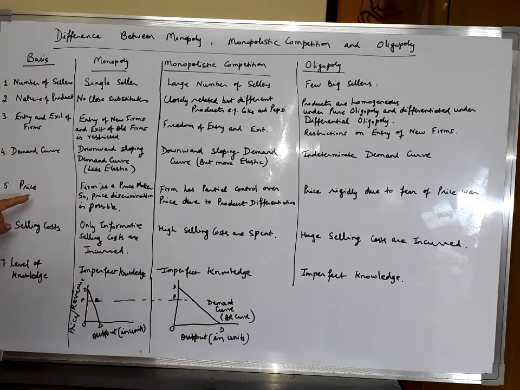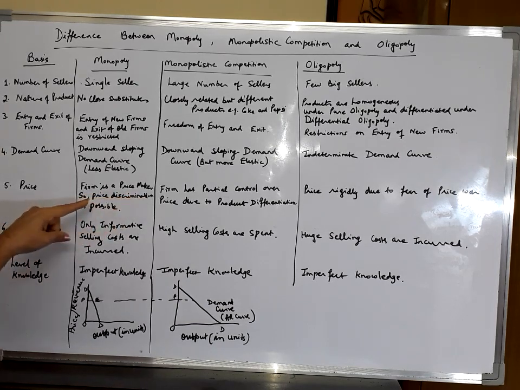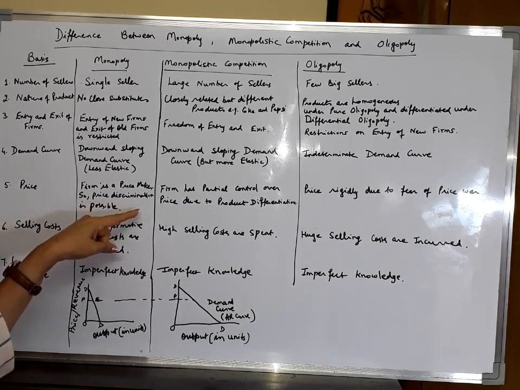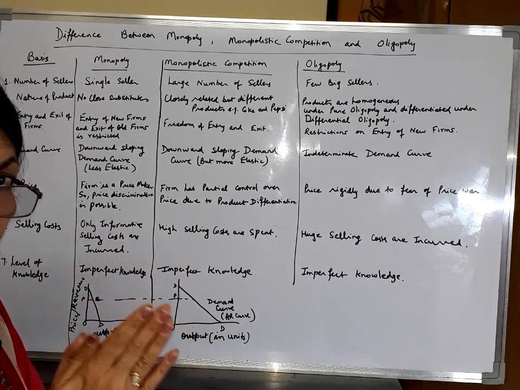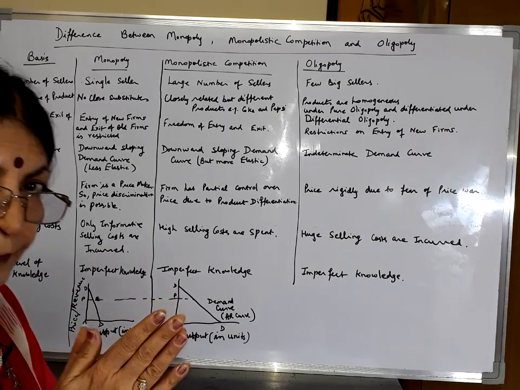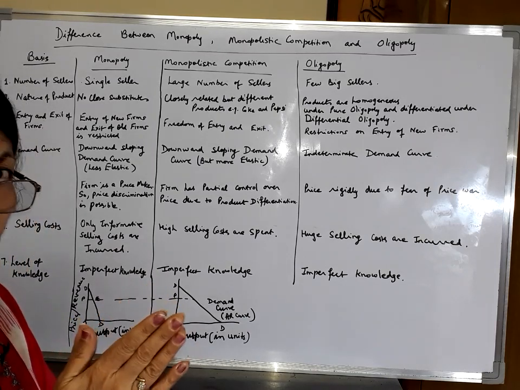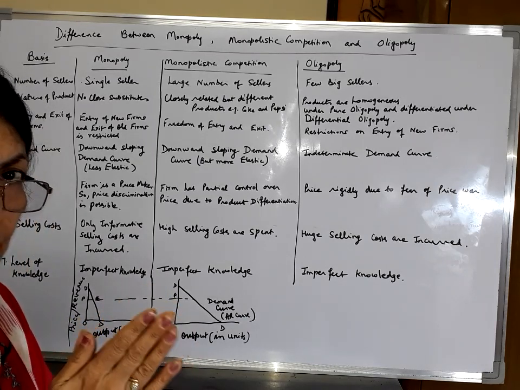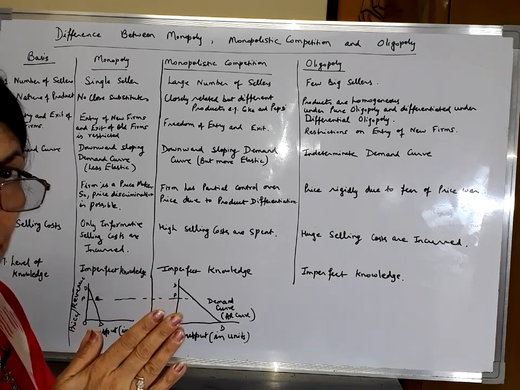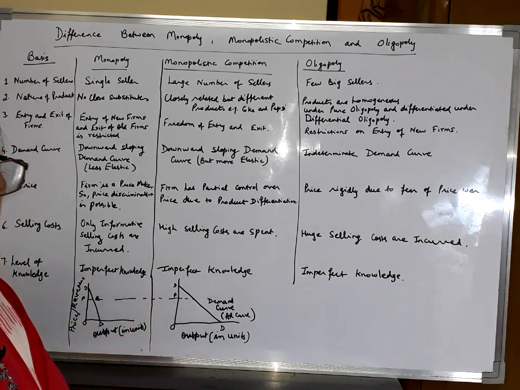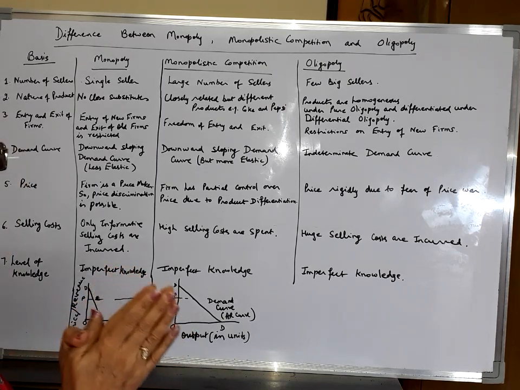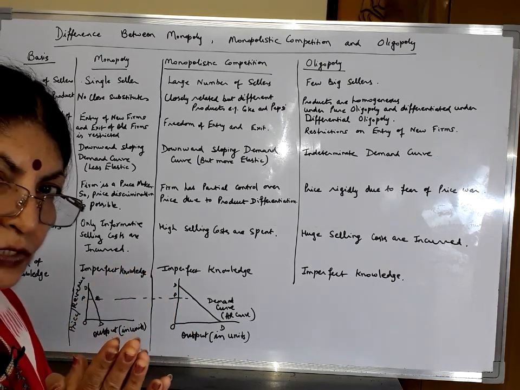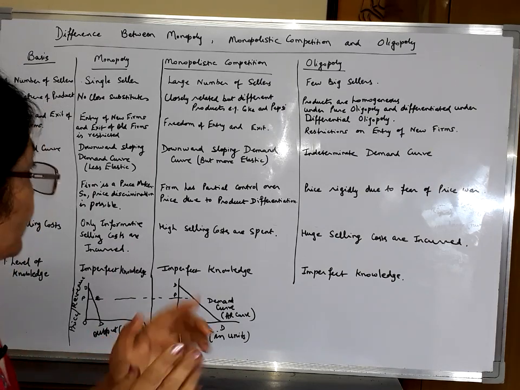The price of the product is the next feature. Under monopoly, the firm is a price maker, so price discrimination is possible. Since the firm is the sole supplier, for example, if there is one particular doctor alone in the particular colony, he can charge a higher price from a richer patient and a lower price from a poor patient. So he decides what price to charge, and this discrimination is called price discrimination.